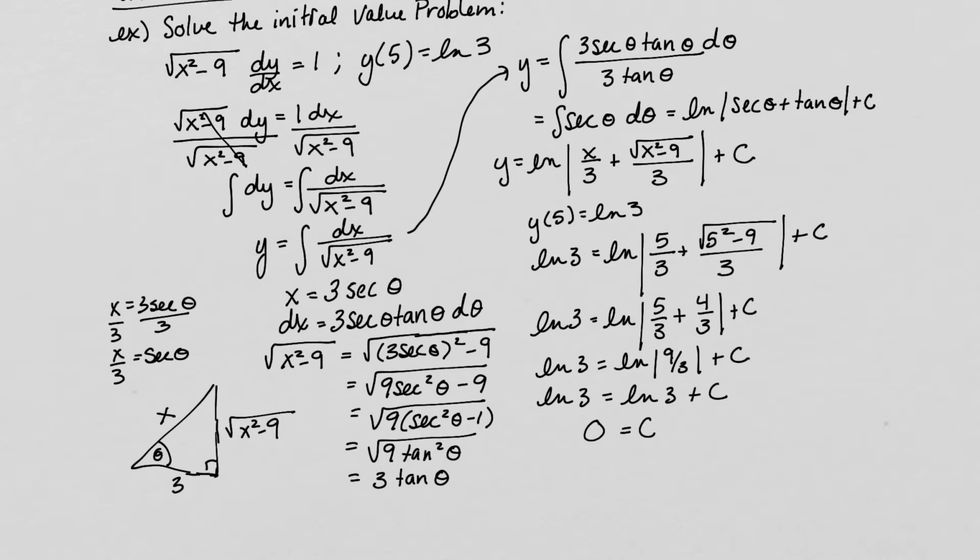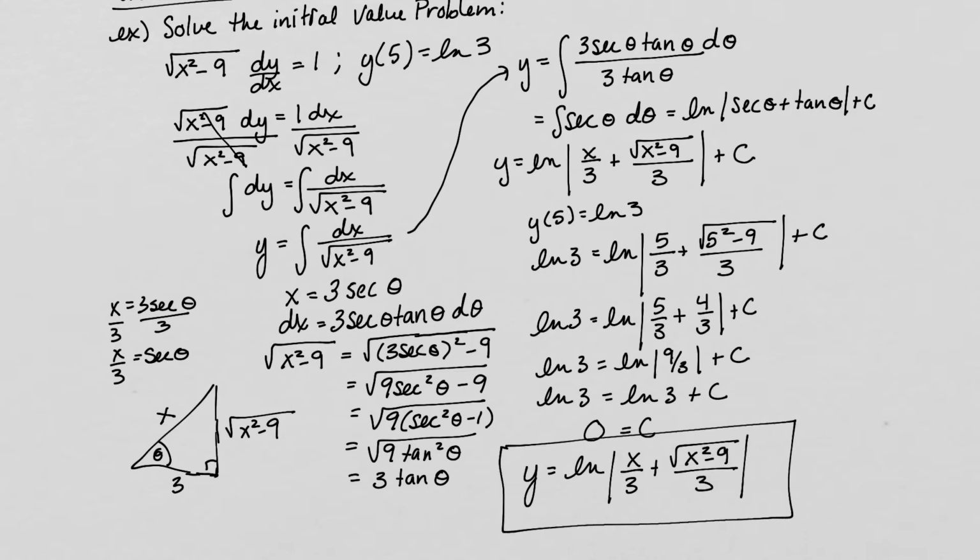Not always the case. c could be 0, c could be 1, c could be 15, negative 47, doesn't matter. It could be any number. But in this case, c turns out to be 0. So our final answer is that our function that solves this equation is y equals the natural log of the absolute value of x over 3 plus the square root of x squared minus 9 all over 3. Questions?